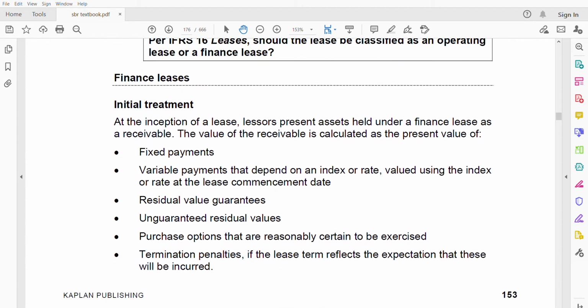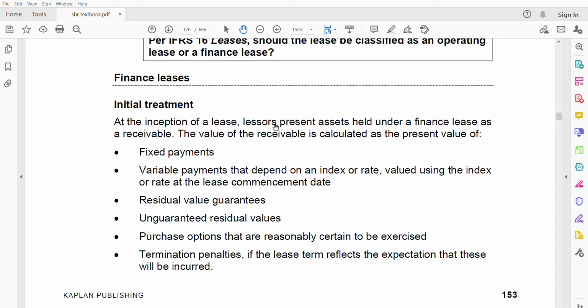Let us go to the finance lease. So finance lease, now once it's recognized, you should know the initial treatment and the subsequent measurement, as we have done for the lessee accounting, same for the lessor accounting. Now when you are doing lessor accounting, forget about the lessee. Think from the lessor's point of view. You are the lessor, you are giving the lease to someone. And it's a finance lease. Finance lease means at the end of the lease, you are giving the ownership of your asset to someone.